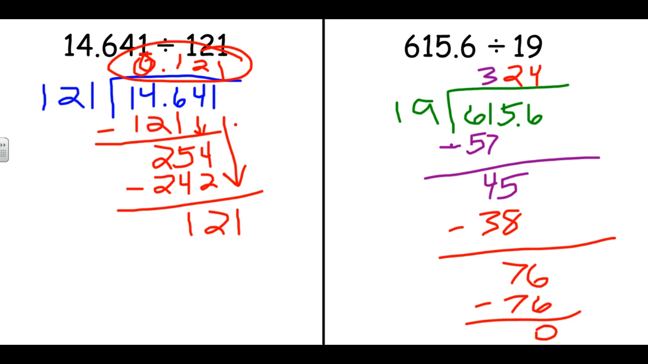So here we have our answer with the digits 3, 2, 4, but now we have to put our decimal point in the right place, and it's just between the appropriate digits in the quotient. So our quotient is 32.4.